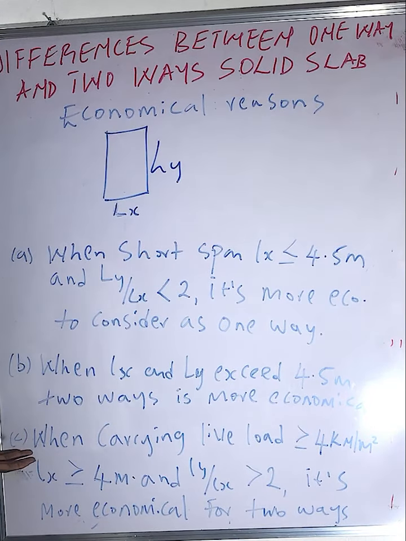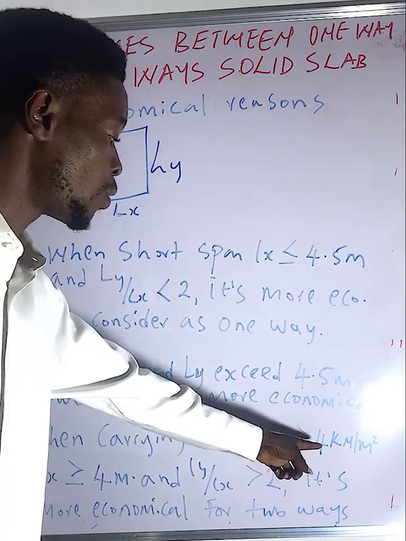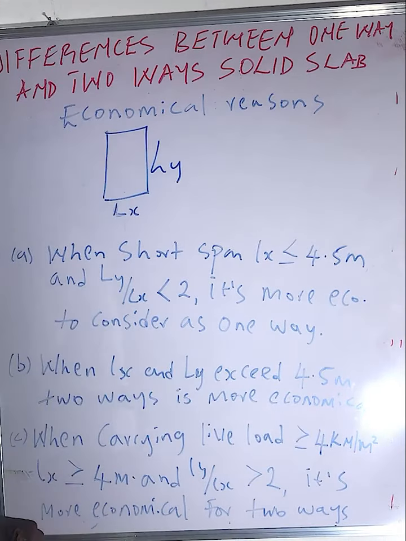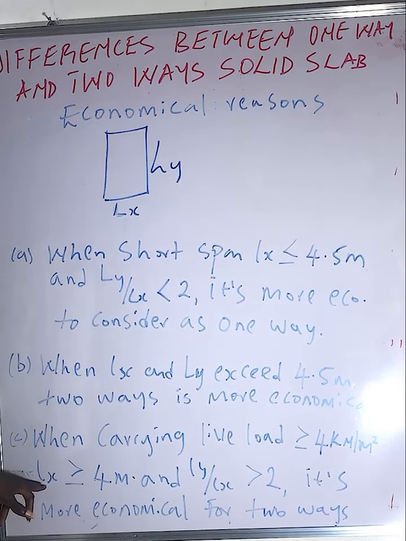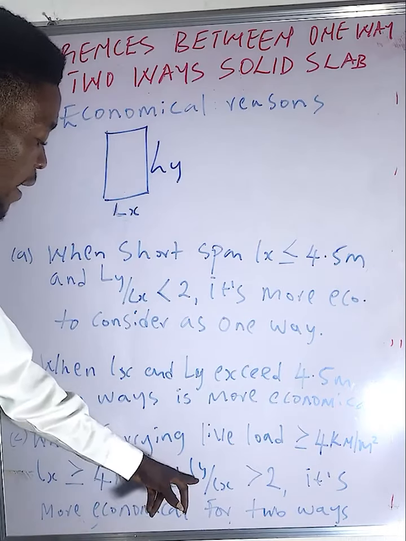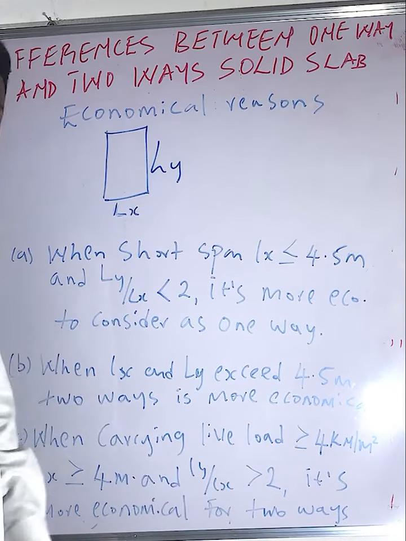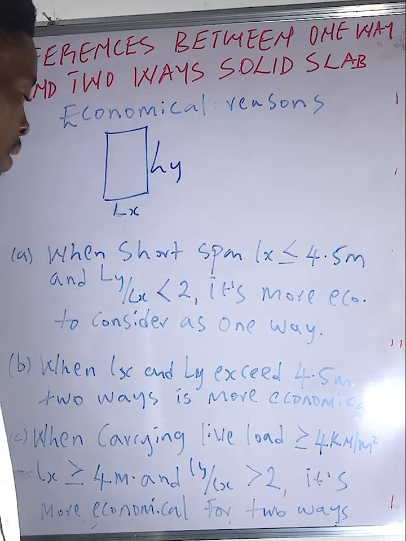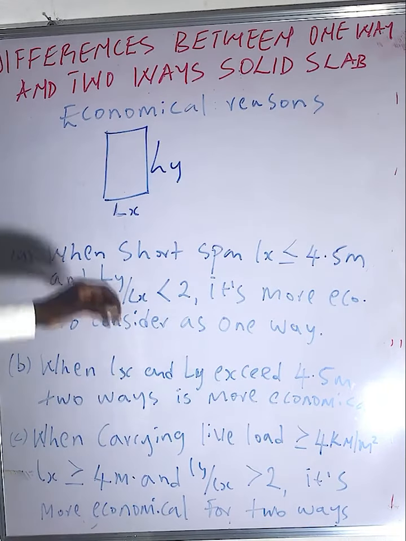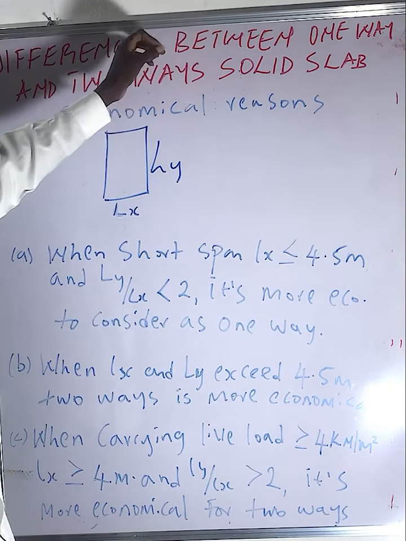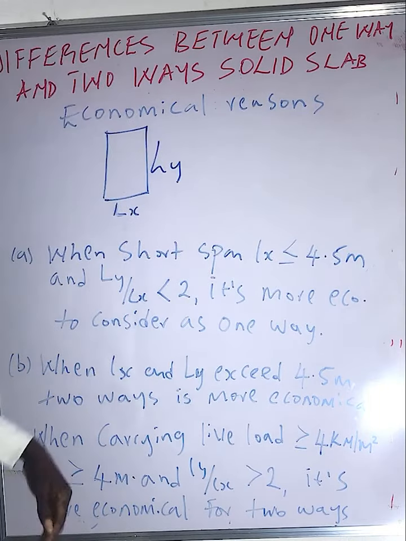Another reason, number 3, is when carrying a live load of 4 kilonewton per meter square and above. When the slab is carrying a live load of 4 kilonewton per meter square and above, and LS is greater than or equal to 4 meters, even if the LY over LS ratio is greater than 2, which is supposed to be designed as one way, it is more economical to design the slab as two ways. These are just economic reasons, irrespective of the difference between one way and two way solid slab, which I just explained.